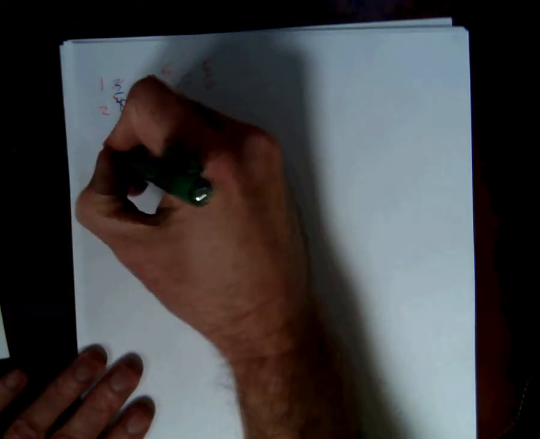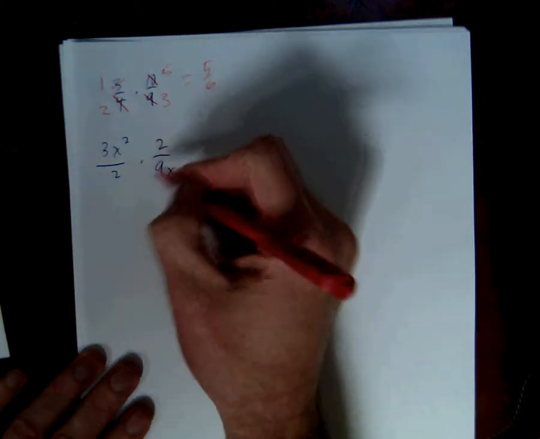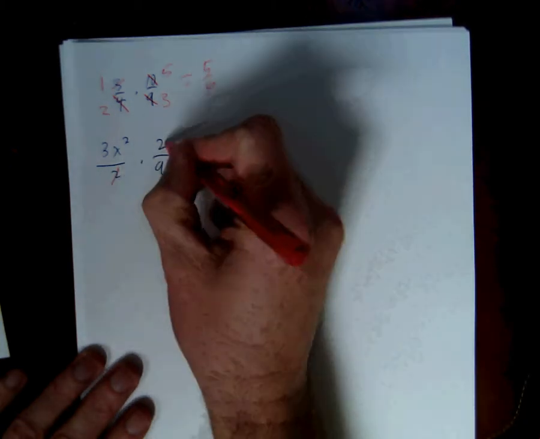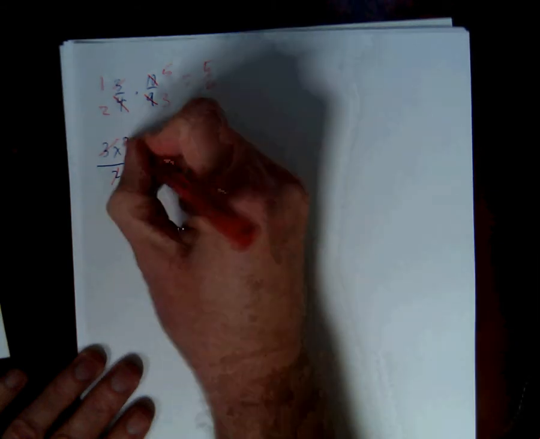Doing this with algebra, if we start with our problem as 3x squared over 2 times 2 over 9x, again, you could multiply across, multiply everything on top, multiply everything on the bottom, and then reduce at the end. But you're going to find your life is significantly easier if you can cancel as you go, meaning this 2 can cancel this 2, 3 goes into 9 three times, and this x cancels one of those x's.